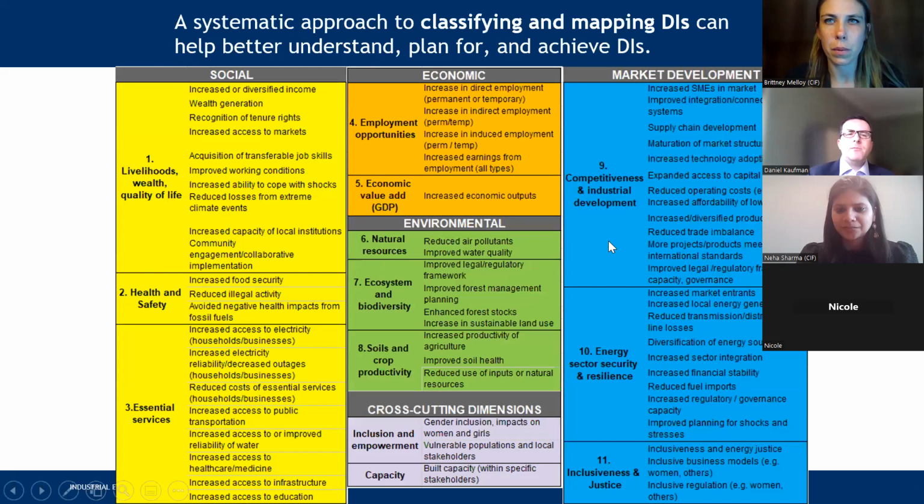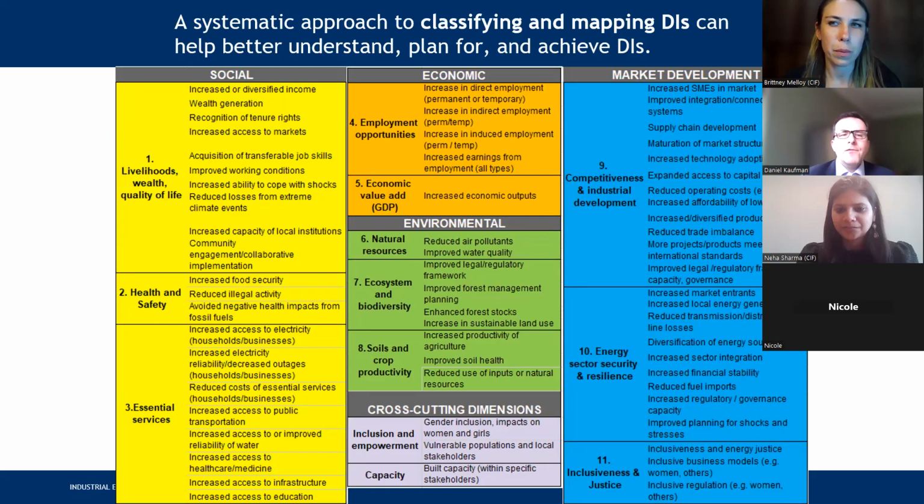The first insight that I'll be talking through is this, that a systematic approach to classifying and mapping development impacts can help to better understand, plan for, and achieve development impacts. As part of the study, and based on the secondary information review that we conducted, we developed a new climate finance development impact taxonomy and impact pathways, which are intended to provide a useful foundation to help stakeholders articulate their development impact objectives and to map these objectives to their projects and investments.